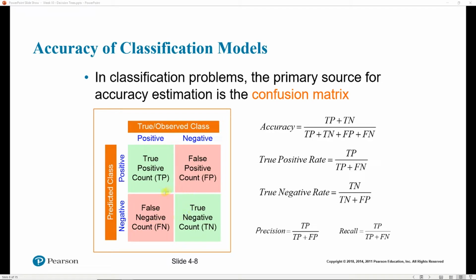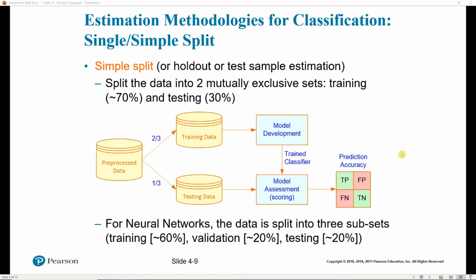So taking a look at this matrix will give us the overall accuracy of our classification model and give us an assessment that we can then report when we are sharing the results of our classification. Depending on the type of classification model that you are using, you will use a different training and testing set percentage. So if you are using a decision tree, you'll most likely use what's called a simple split, or holdout or test sample estimation. You're going to split the data into two mutually exclusive sets.